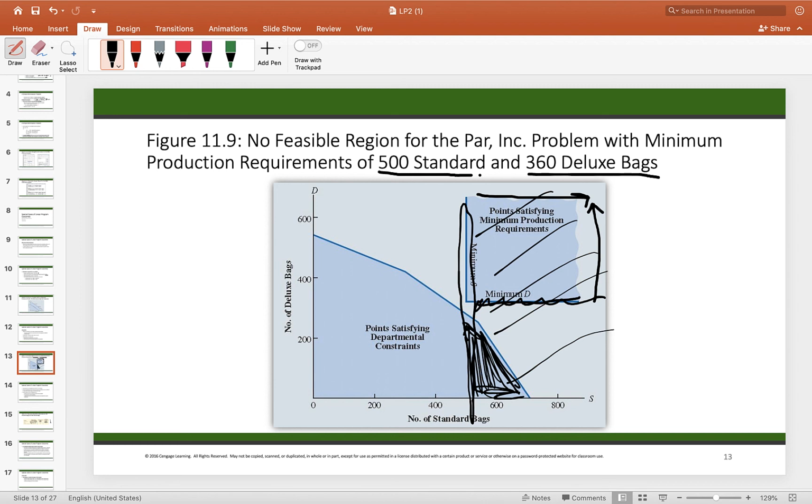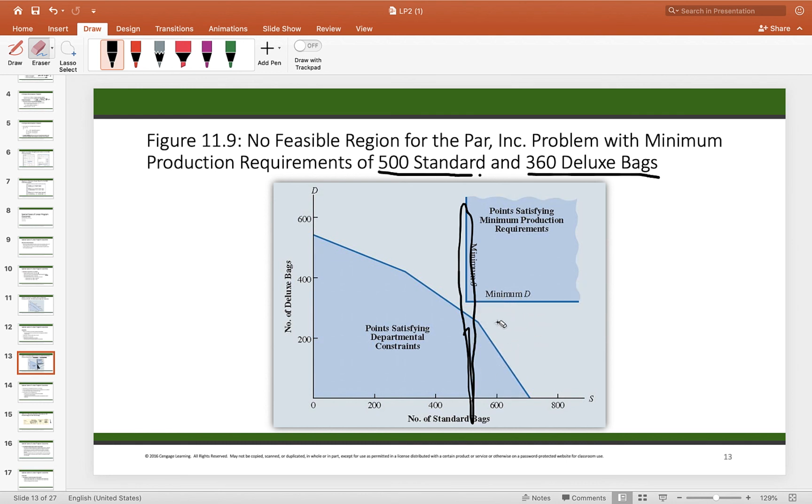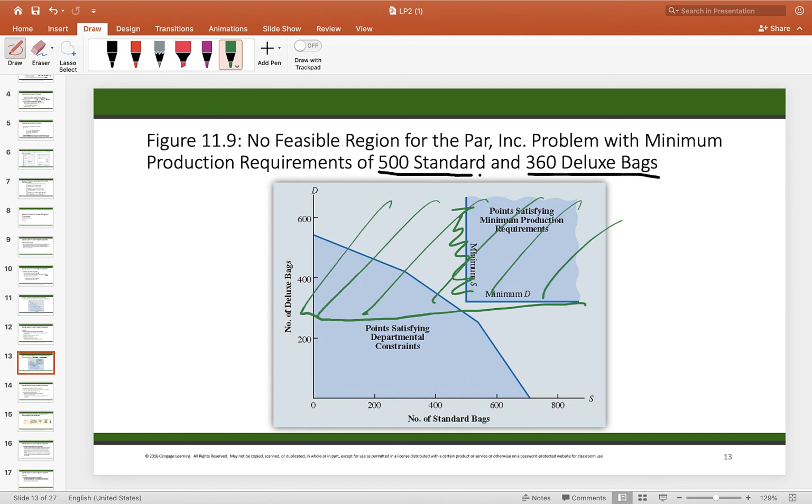On the other hand, it could be that I can get rid of this constraint in here, and just have this constraint that I want to make at least 360 deluxe bags. So this is going to be part of the feasible region now. And the overall feasible region is going to be this thing in here.